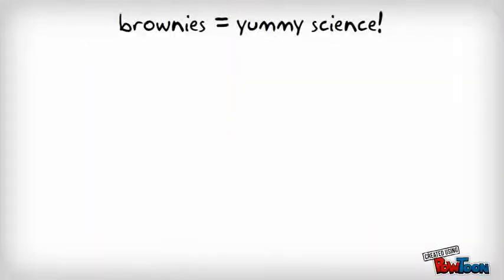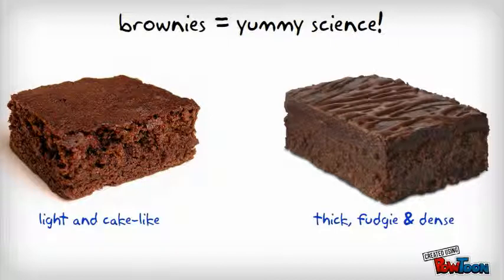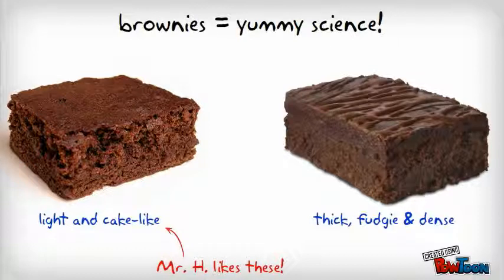Brownies are another great example of density. Do you prefer your brownies light and cake-like or thick, fudgy, and dense? I like the light and cake-like ones myself, but the difference between the two really is just how much matter is packed into that brownie.